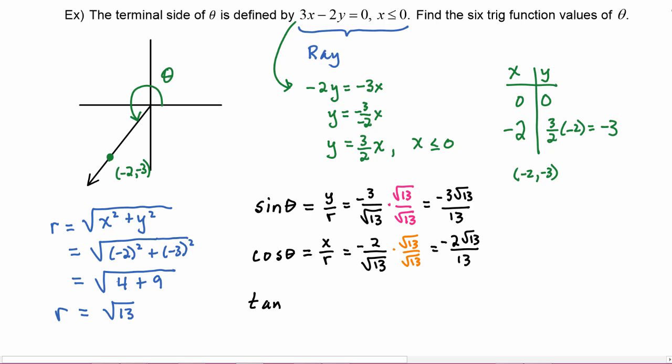Tangent of theta is going to be y over x. So our y value is negative 3. Our x value is negative 2, and of course a negative divided by a negative becomes a positive, 3 over 2.